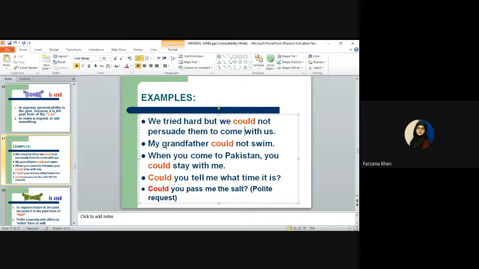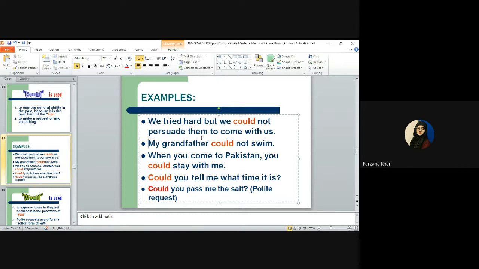So you can see the example, my grandfather could not swim. Here basically you are talking about the grandfather who is no more, and you are talking about the past. That's why you have used could here instead of can. When you say my grandfather cannot swim, or my grandfather can swim, it means you are talking about the present ability. But when you are talking about the past ability or inability, then you can simply say my grandfather could swim very well, or my grandfather couldn't swim.